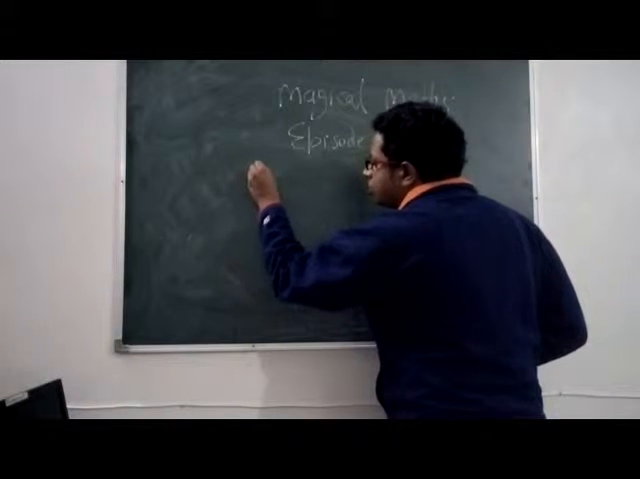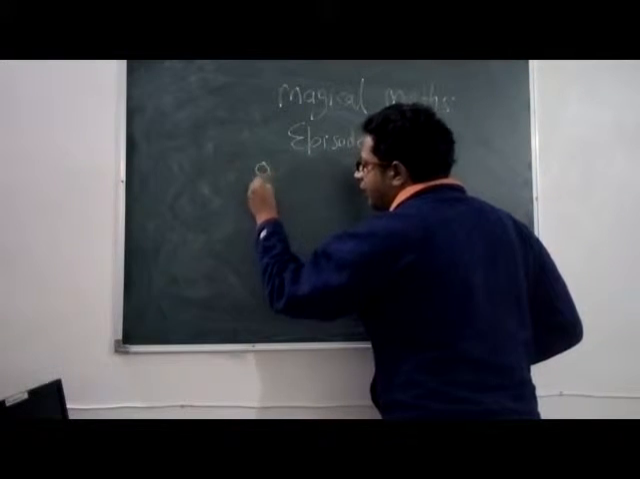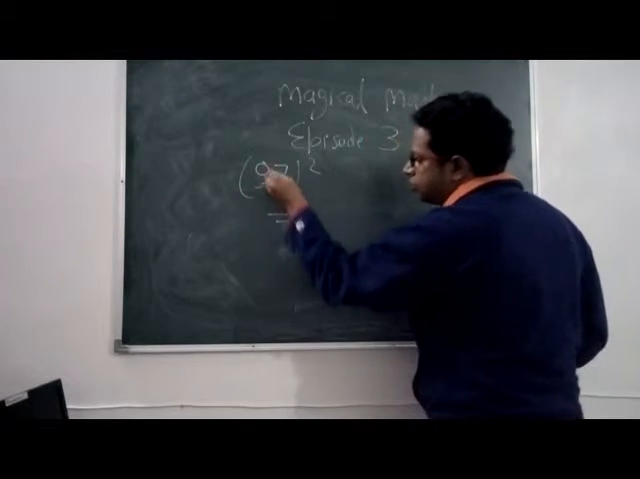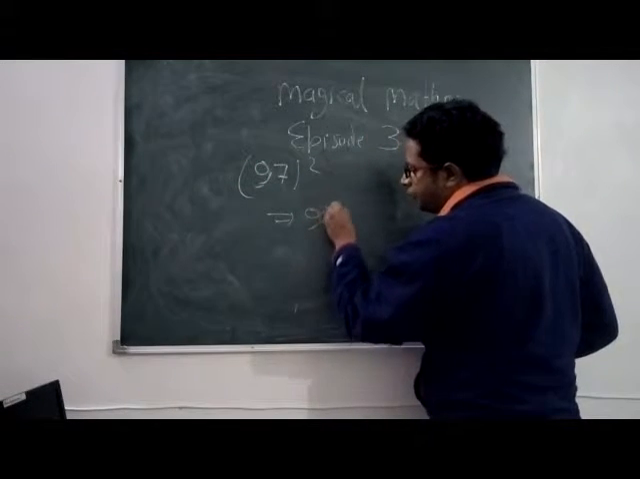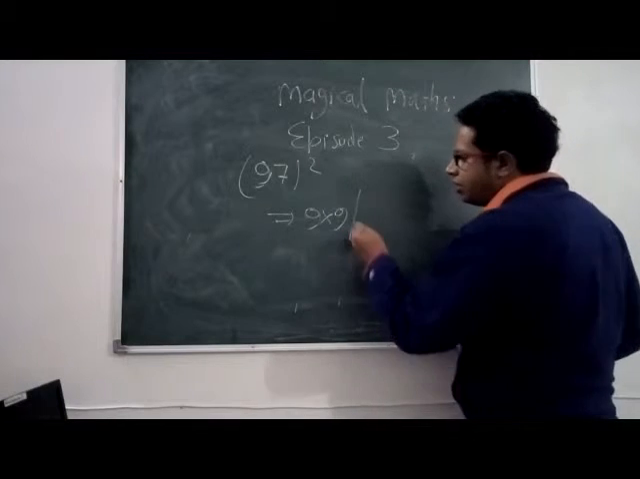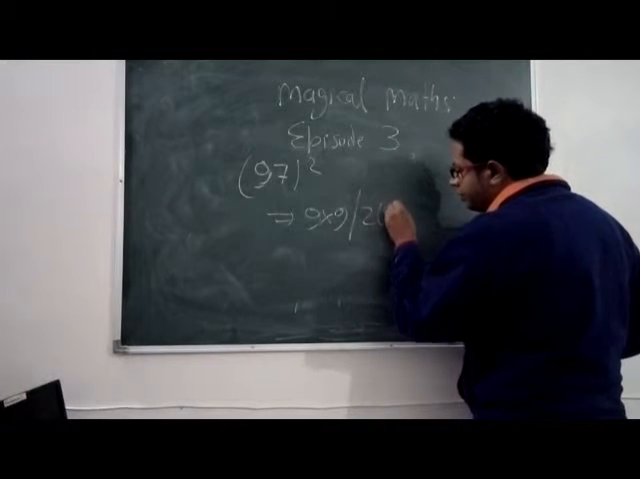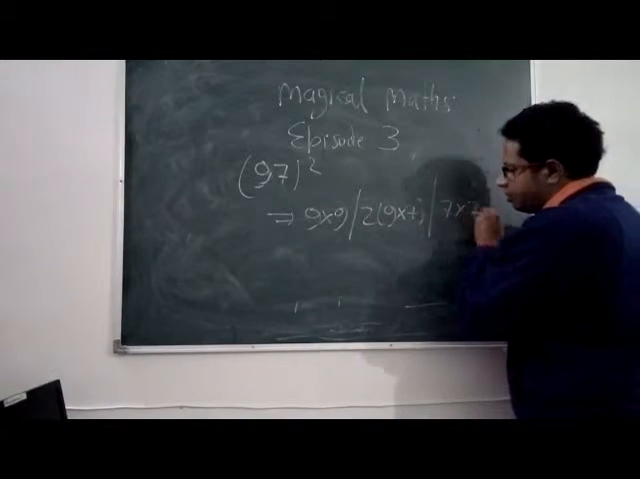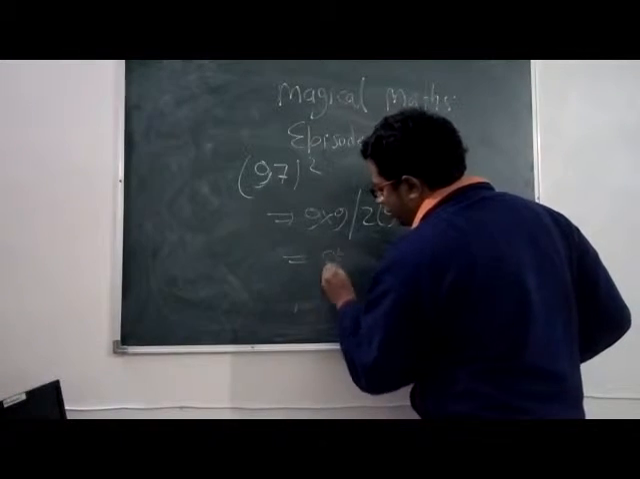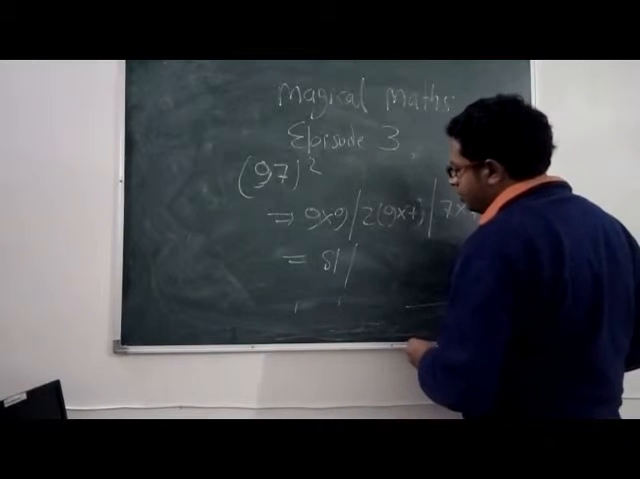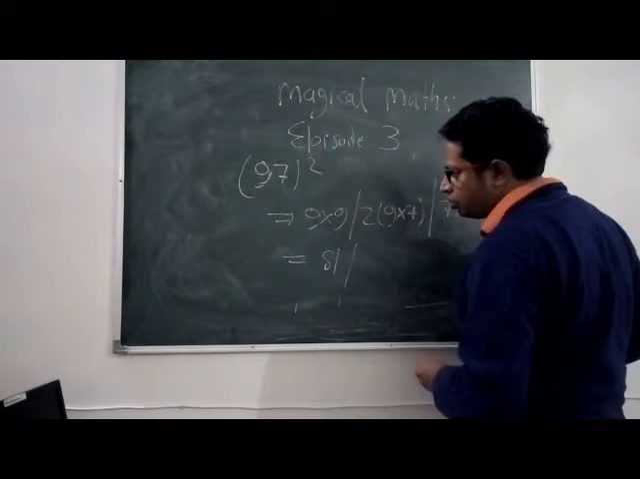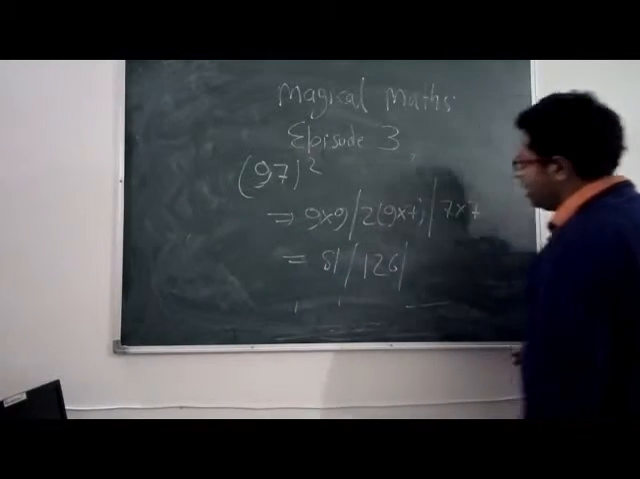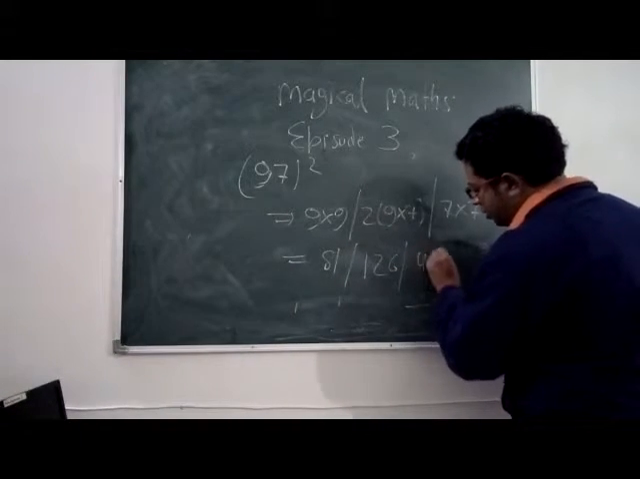Great. So the next one is 97, right? So 9 into 9, I will put this, 9 into 9 is 81, right? And 2 into 9 into 7, okay, and 7 into 7, okay. So 9 into 9 is 81, right? And 9 into 7 is 63, 63 into 2 is 126, right? And 7 into 7 is 49, okay.